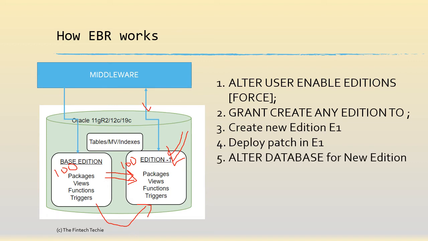Alter database for the new edition. Basically, you make the switch so that all the new sessions from the middleware will use edition 1. All the old sessions of the connection pool, once closed, will switch over to the new edition. So this edition 1 will become the default edition of the database. And finally, you are free to drop the base edition. Thereby, you can see that there is a seamless cutover from the base to the new edition, and it is completely transparent to the front-end system.